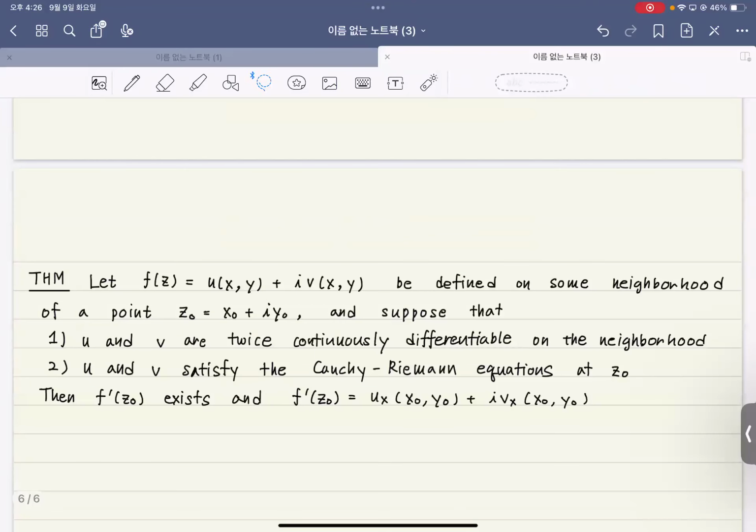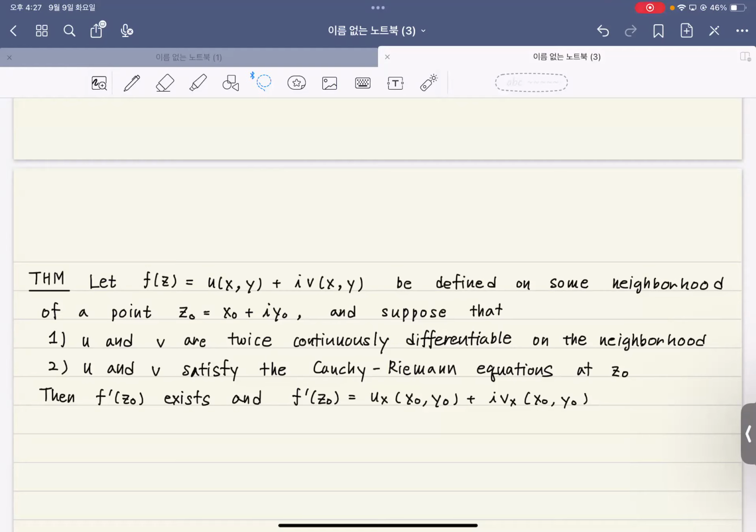So the theorem goes like this. I have a function f = u + i v. This function is defined on some open neighborhood of a point z0. I should be saying open neighborhood, but if I say neighborhood, you are supposed to consider it open automatically. And we are assuming these two conditions.